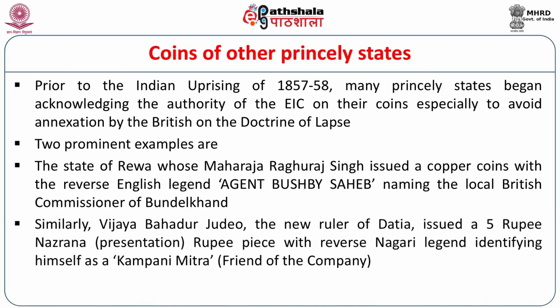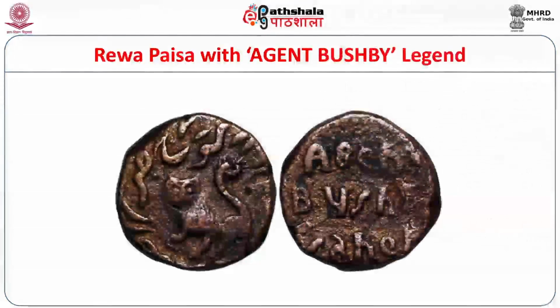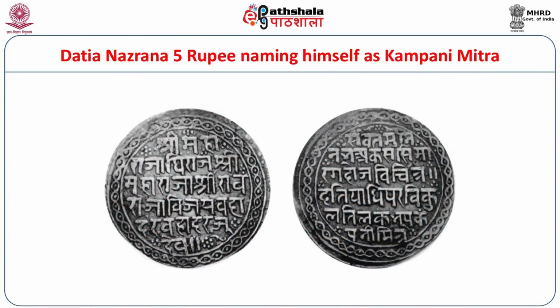Similarly, we find another very rare 5 rupee Nazrana coin issued by the ruler Vijay Bahadur Judev, the new ruler of Datia, with the reverse Nagari legend identifying himself as a company mitra, friend of the company. This is the Rewa paisa with the term Agent Bushby Sahib impressed on the reverse of the coin. And this is the 5 rupee Nazarana where the king identifies himself as a friend of the company.